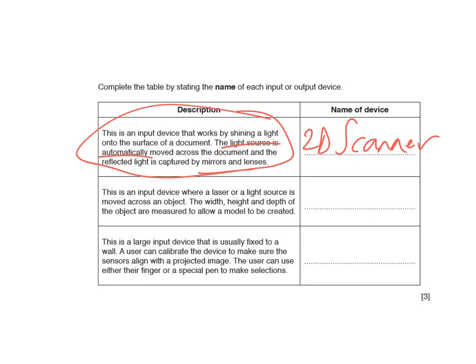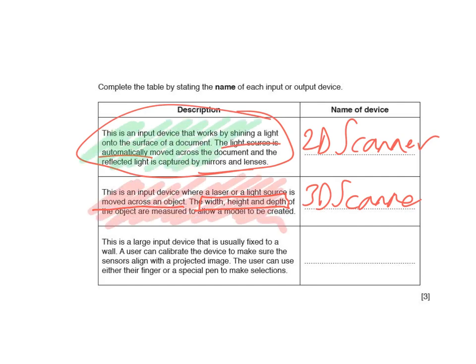Input device where a laser light source is moved across an object, the width, height and depth. And in fact, that's what I could have written in my previous answer. We said the geometry. So what, e.g. width, height and depth, that's good to add to our notes. So that one's obviously a 3D scanner. So basically, if we'd have written this part for the 3D scanner and this one for the 2D scanner earlier, great, that's the sort of thing that I would be expecting to look up in my notes.